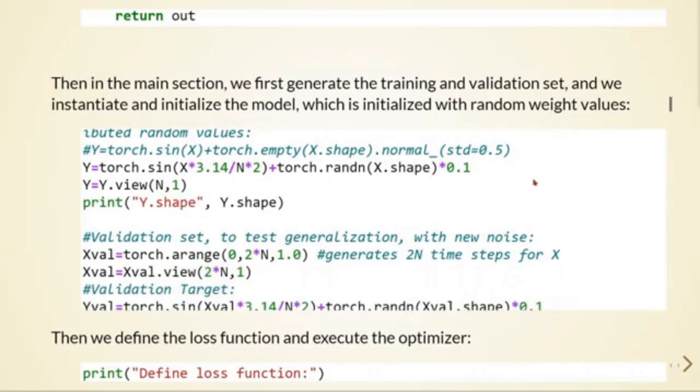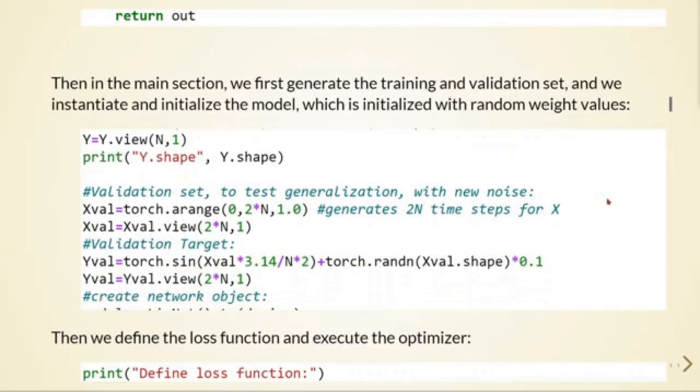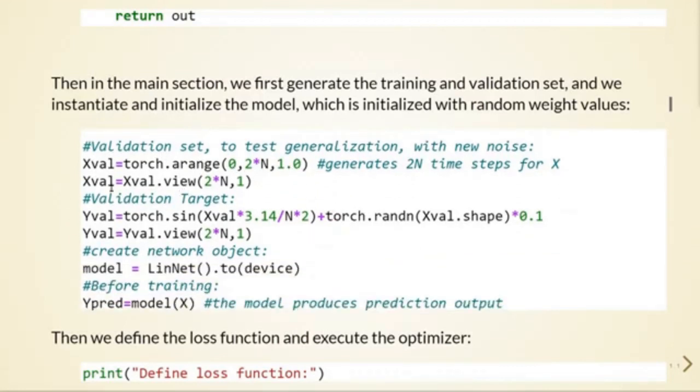This is our training set. For our validation set, to test generalization with new noise and also for extrapolation, we are generating 2 times capital N time steps for X, and this is what we are doing here for our validation set input, X validation, and the validation target is Y validation.